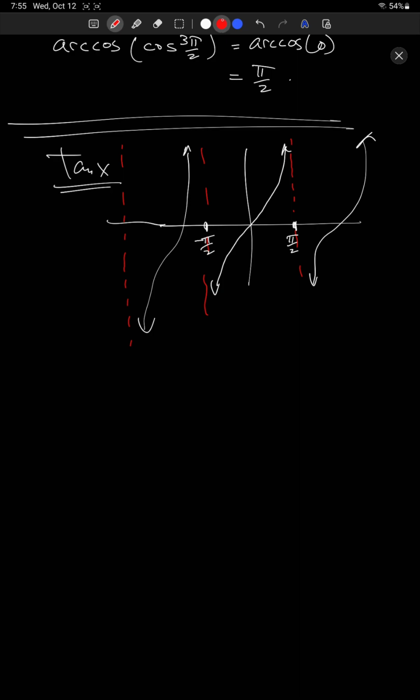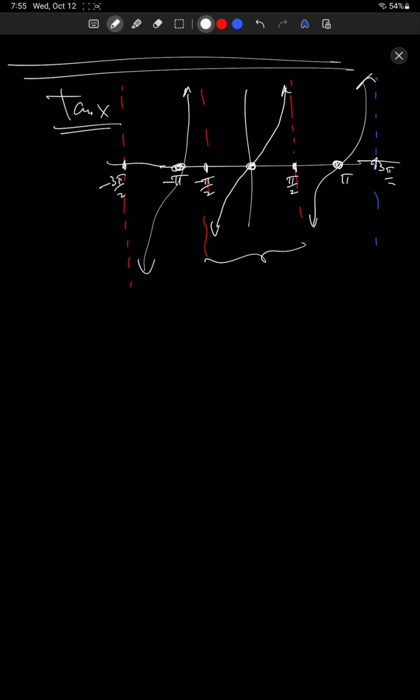So this one would be at minus 3 pi over 2. This one would be at 3 pi over 2. Wrong color, but it's okay. This one is at 0, so that one is at pi. That one is at minus pi. All right, because again, it repeats every pi. So this distance here is pi.